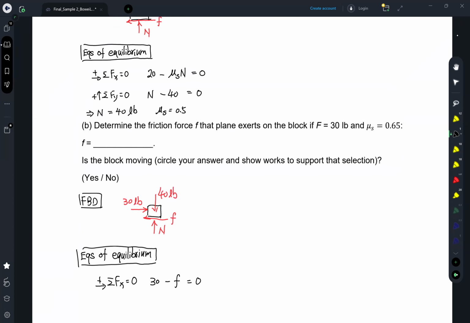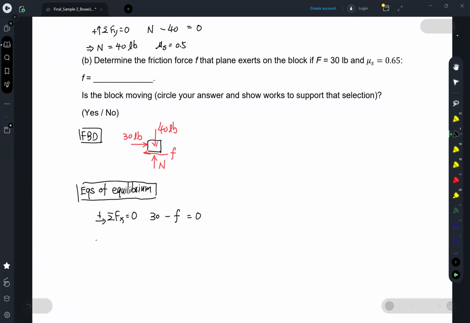Now please note that the problem didn't say that the block is about to move. So we cannot say that the friction equals mu s N here, because the friction here can be smaller than that, right? So the friction has to be determined by the equation of equilibrium.